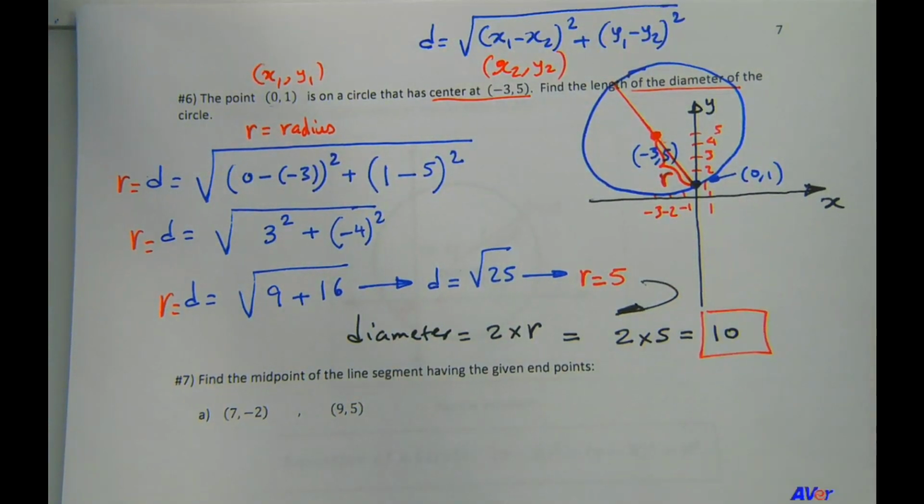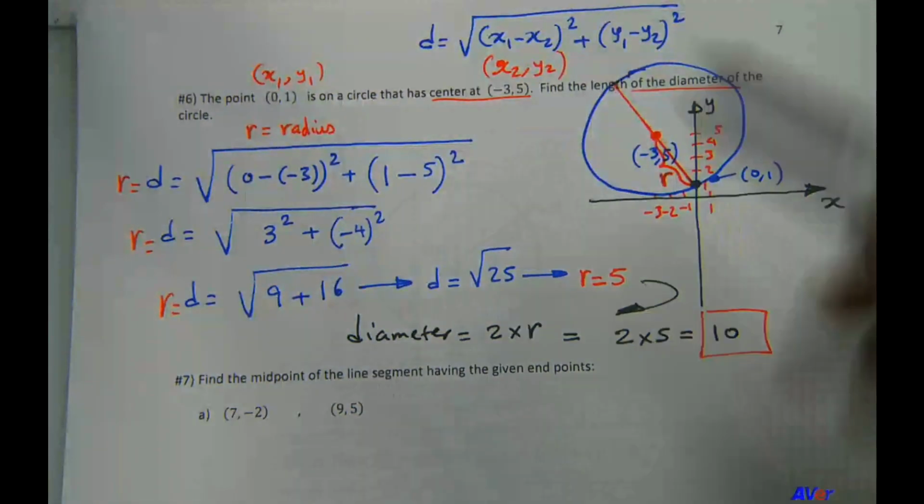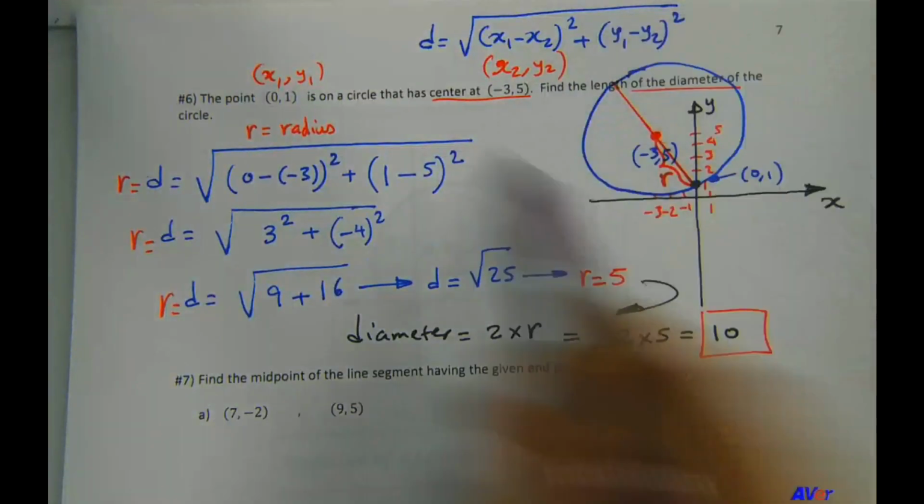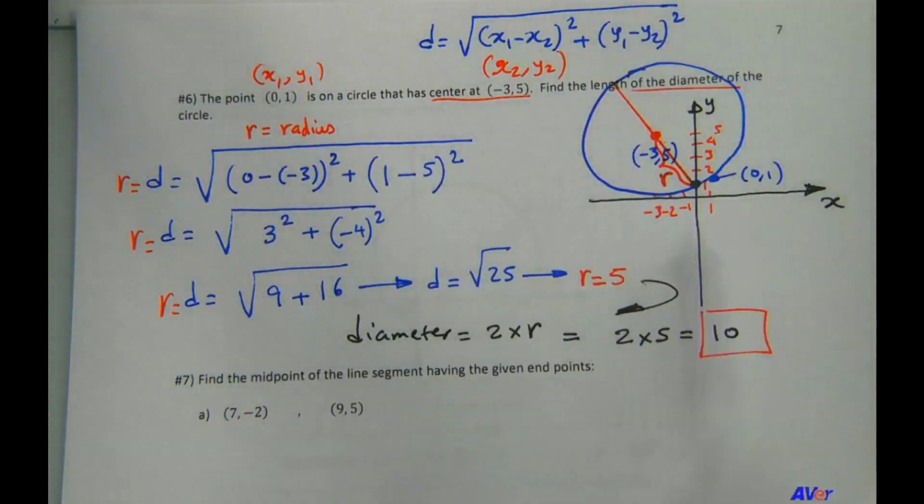There. Okay. So we use the distance formula in conjunction with the information we were given to answer this question. And this was just elementary geometry that we learned in middle school, right? Basic geometry. The diameter in a circle is twice the radius.